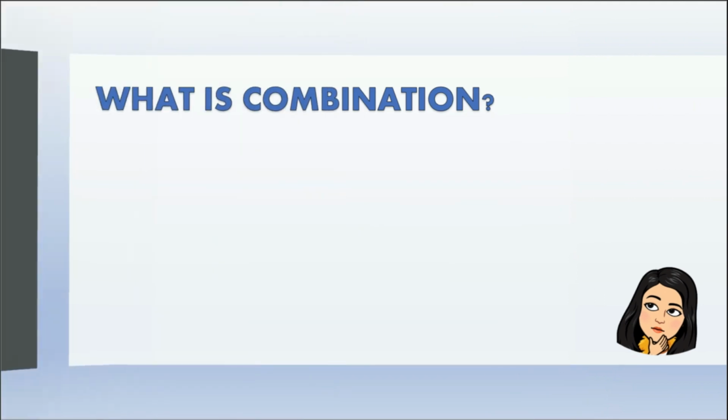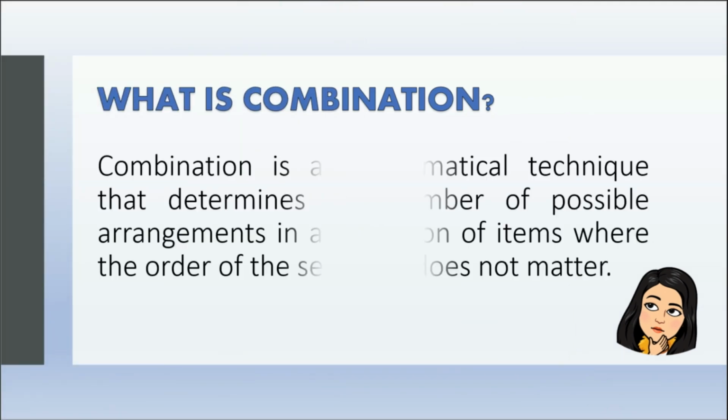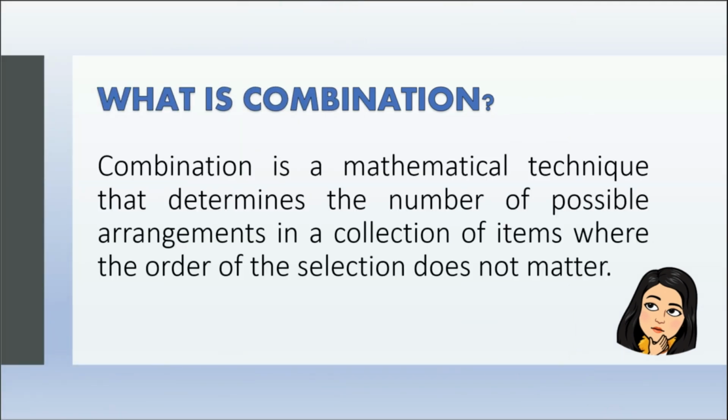So what do we mean by combination? Combination is a mathematical technique that determines the number of possible arrangements in a collection of items where the order of the selection does not matter. In other words, a combination is an arrangement of objects wherein the order is not important.